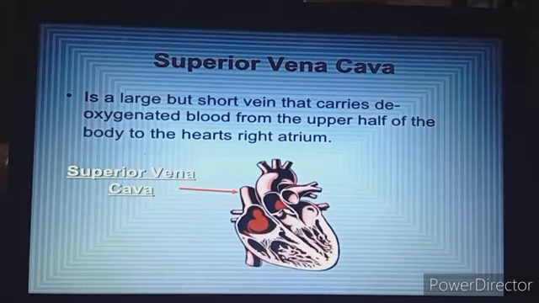Now, why is the superior vena cava short? The reason is that it brings the blood from the upper half of the body, the region above the heart, which is smaller than the lower half. This is why this vein, though large, is shorter.